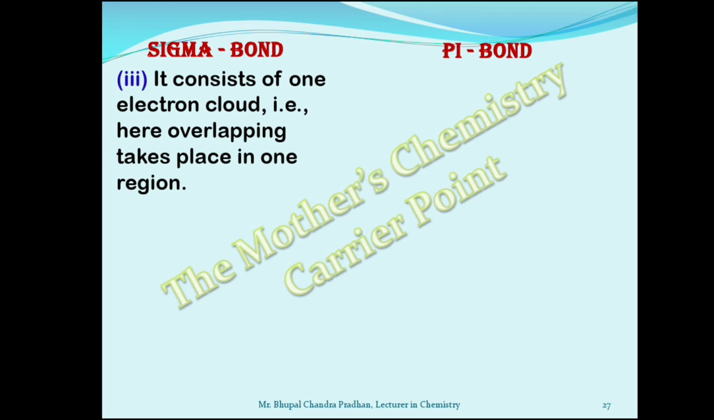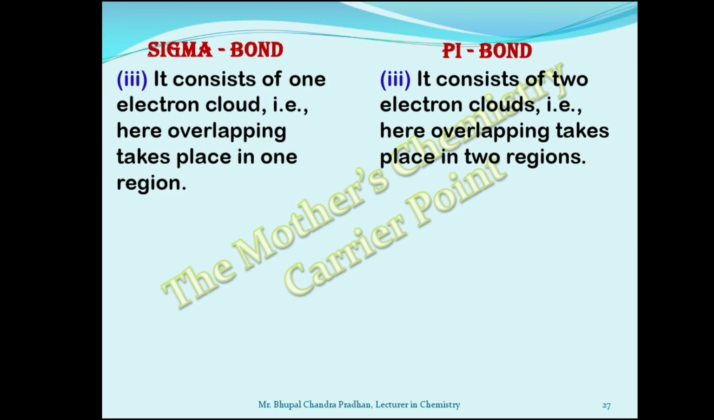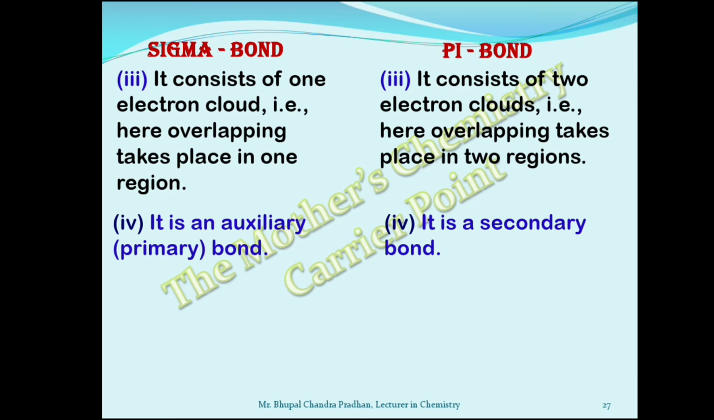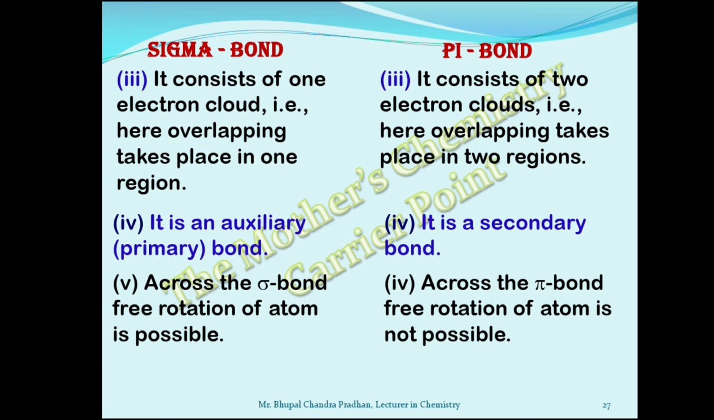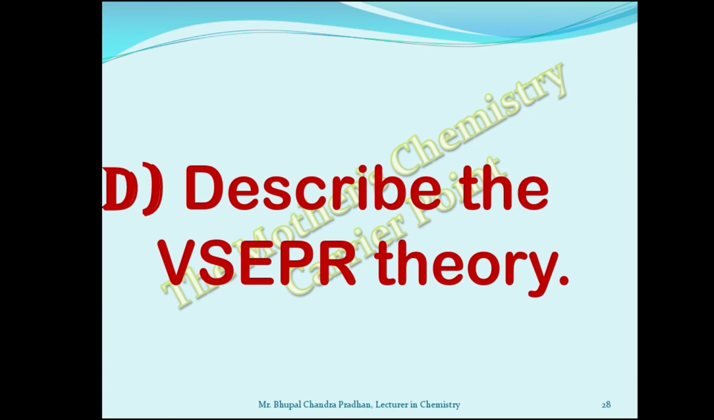In case of sigma bond, it consists of one electron cloud, that is, overlapping takes place in one region. But in case of pi bond, it consists of 2 electron clouds, that is, overlapping takes place in two regions. A sigma bond is a primary bond, but a pi bond is a secondary bond. Across a sigma bond, free rotation is possible, but across the pi bond, the free rotation of atoms is not possible. These are the differences between the sigma bond and pi bond.